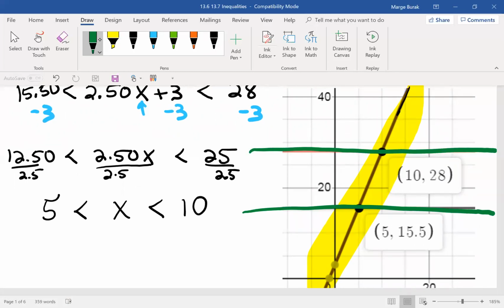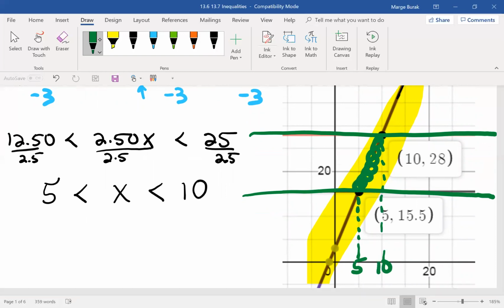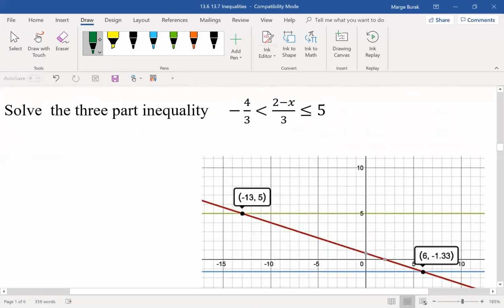And I want to know where it fits between those, and that is if I go down to the x-axis, that's going to be 5, and if I go down to the x-axis, that's 10. So in between 5 and 10 is where my function value will be between 15.5 and 28 on the y-axis. Okay. All right, here's another 3-part inequality.